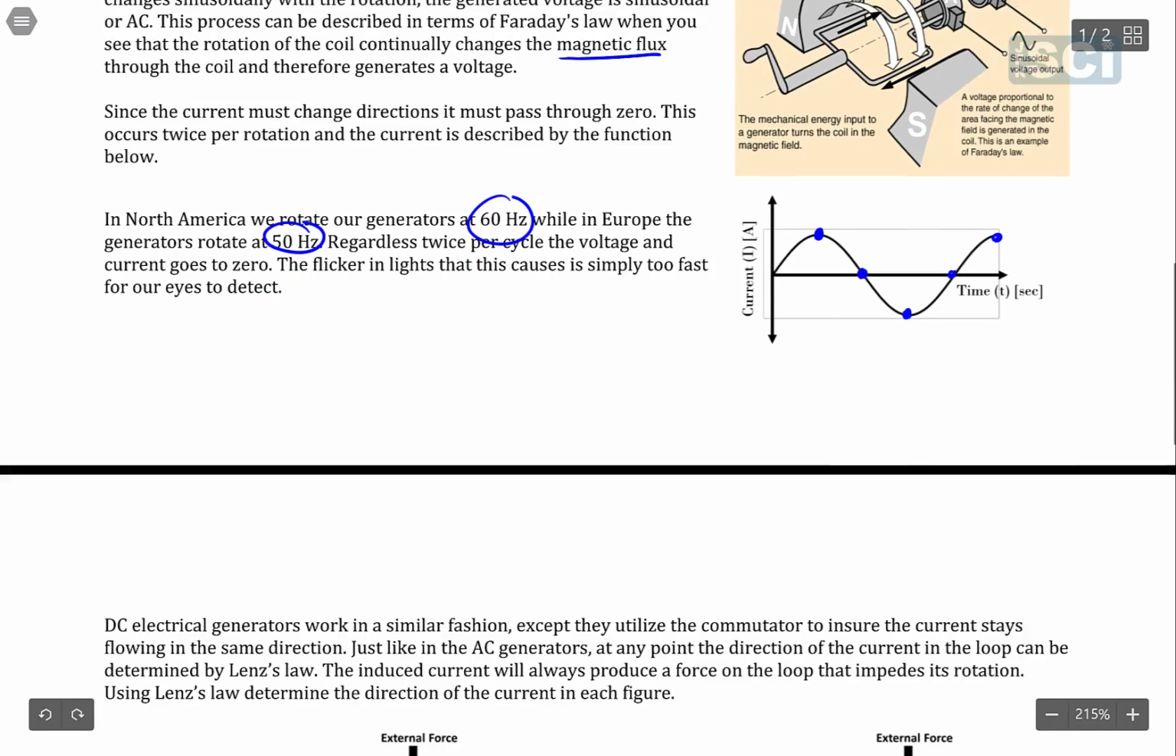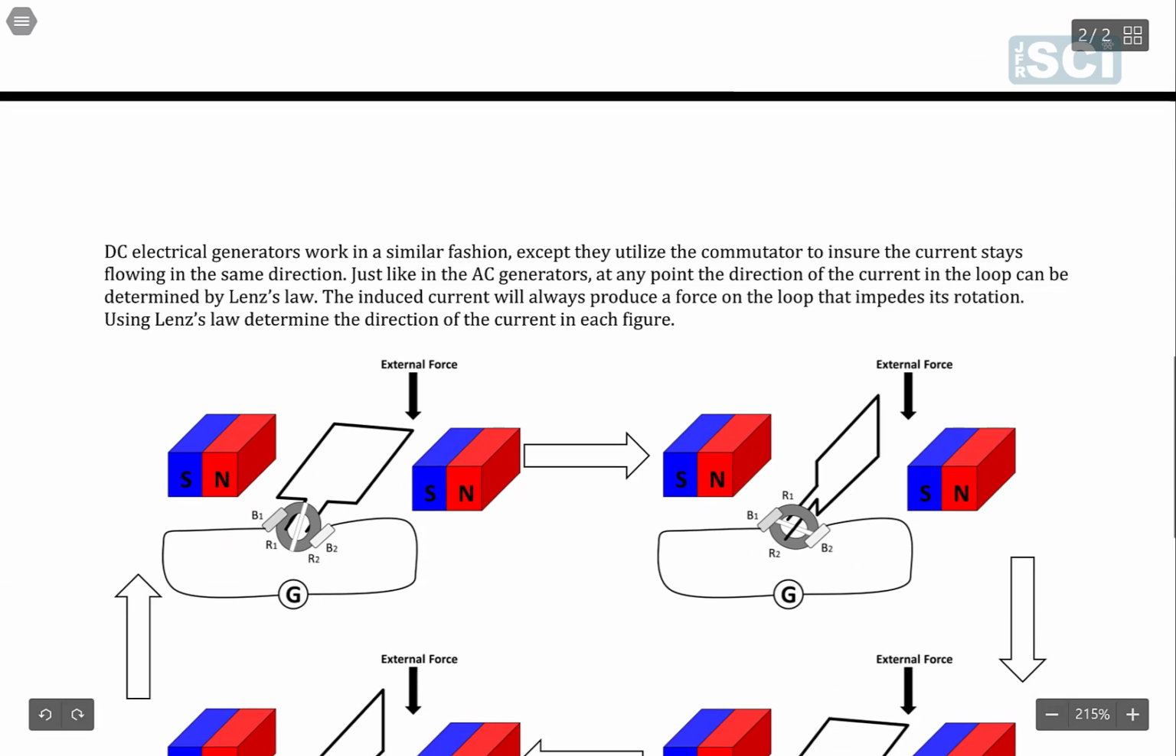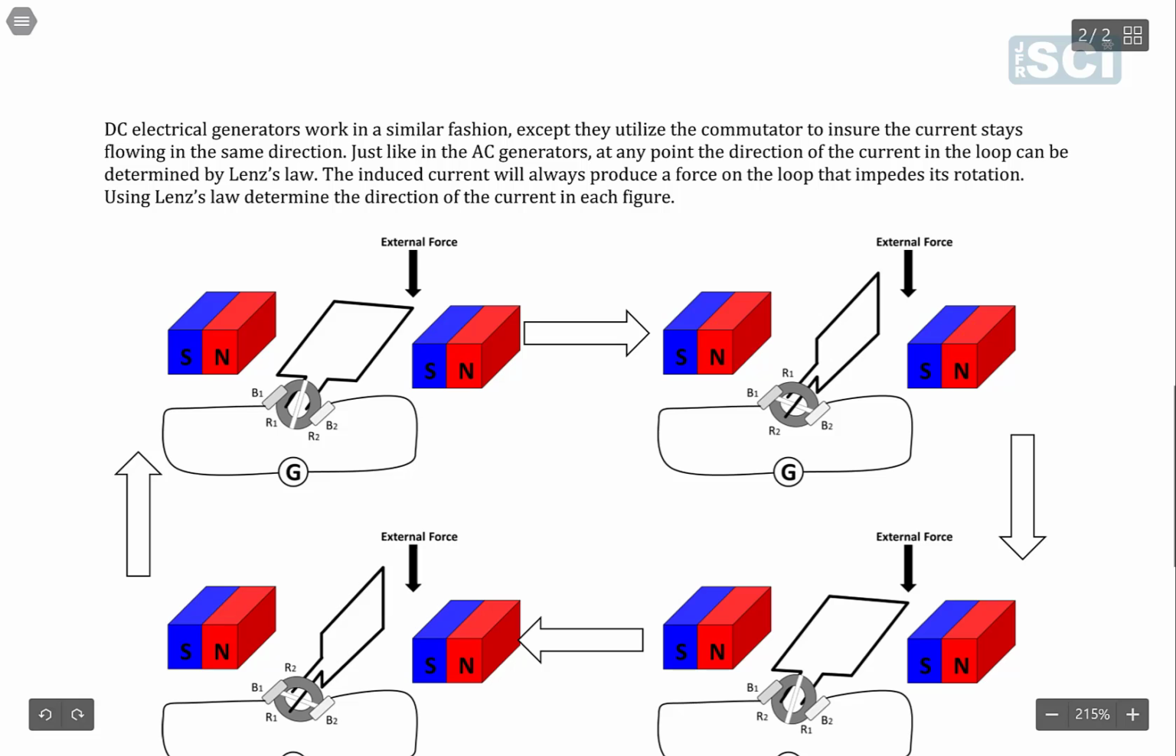Okay, so that's the idea of making AC circuits and AC generators. We can actually go ahead and make DC current as well. And how we do that is we are actually going to bring in the idea of a commutator.